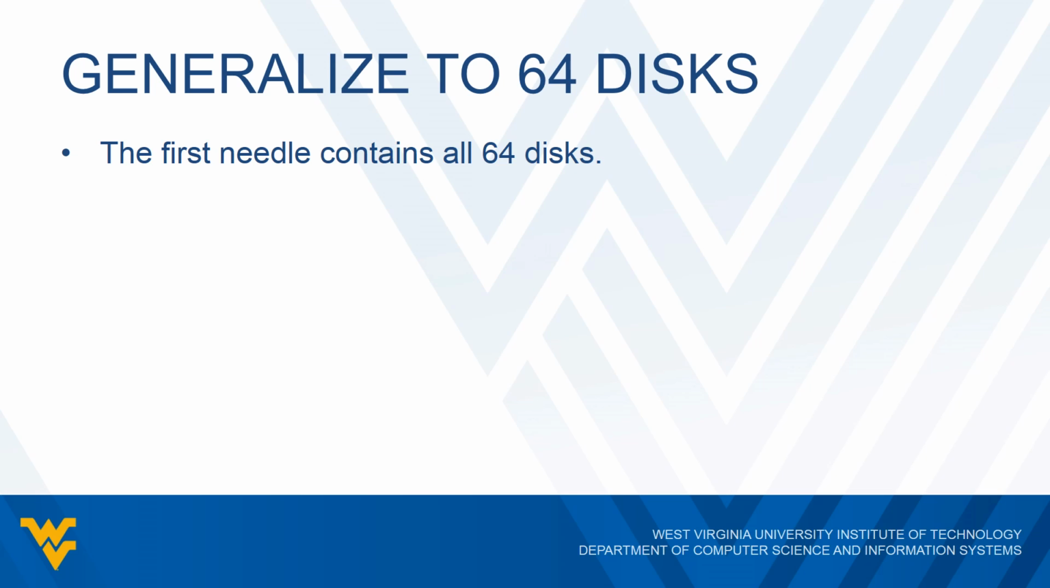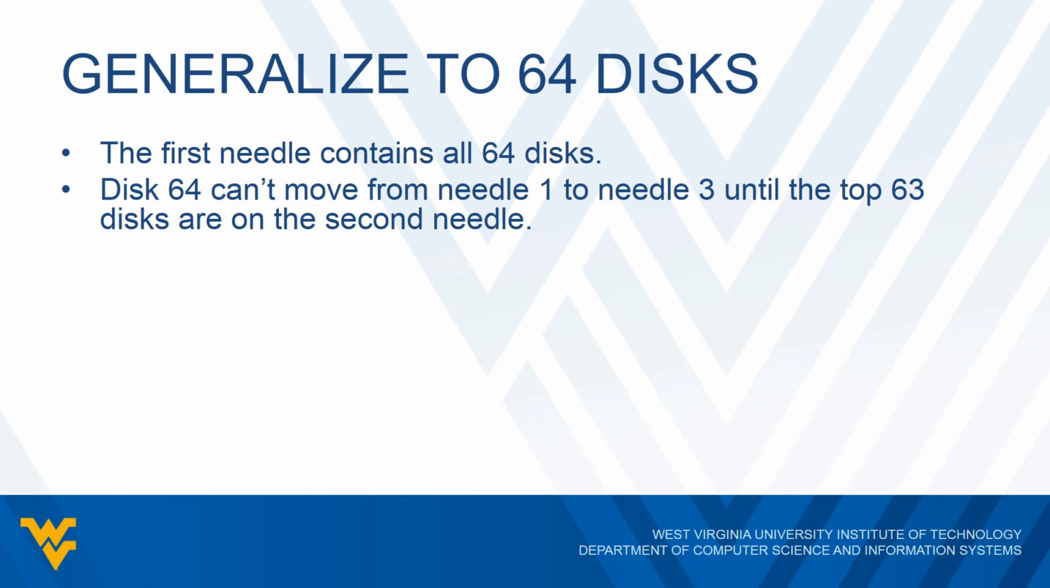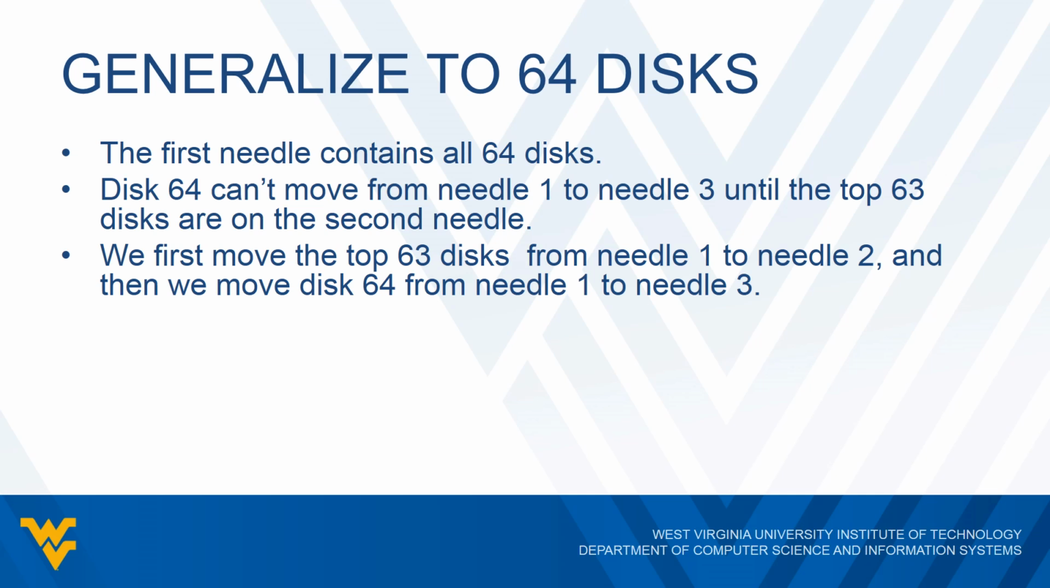Well, the strategy is we need to get disk 64 over there. But in order to do that, well, we can't do it right away. We have to move the top 63 disks first. We have to make sure that they're all on the second needle. Once we've done that, then we can actually move everything over. So the first step is to move the top 63 disks from needle 1 to needle 2. Once we've done that, we won't worry about exactly how we did that just yet. Let's just assume that we do that. Then we can move disk 64 from needle 1 to needle 3.